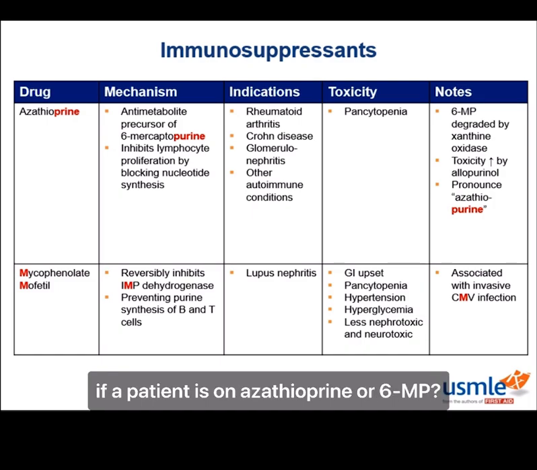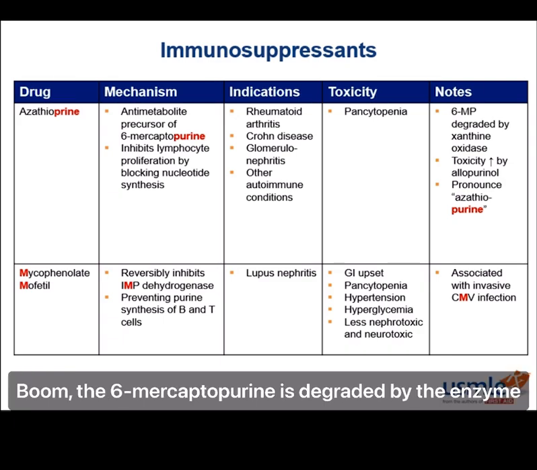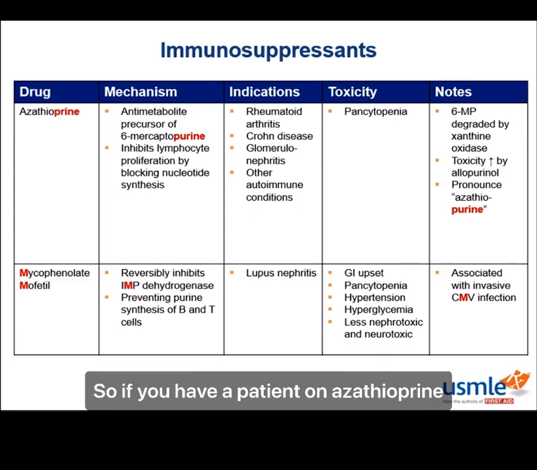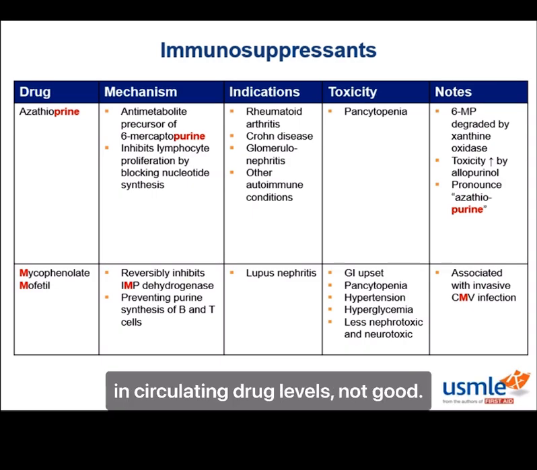Right, your gout medications like allopurinol. Anyone remember the mechanism behind that? Boom, because 6-mercaptopurine is degraded by the enzyme xanthine oxidase, which is what allopurinol blocks to treat your gout. So if you have a patient on azathioprine and their xanthine oxidase is inhibited, then they're going to experience dangerous elevations in circulating drug levels. Not good. Remembering something like that saves a patient's life.